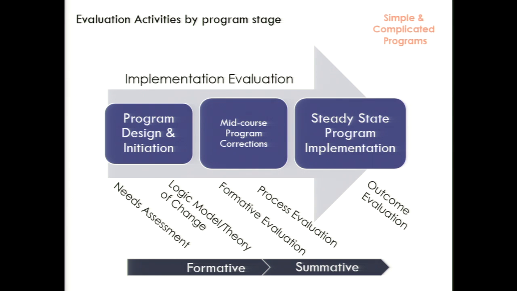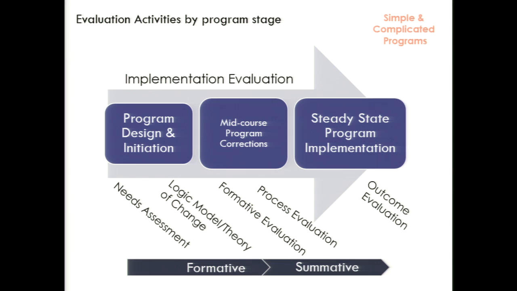Now up here in the corner, I've said this works for simple and complicated programs, right? Because we know what to predict. We can predict things with simple and complicated. We can have a logic model in simple and complicated. We kind of understand cause and effect. Even in complicated, where it's separated by time and space, we can still predict that. So these kinds of evaluations can be applied to simple and complicated programs.